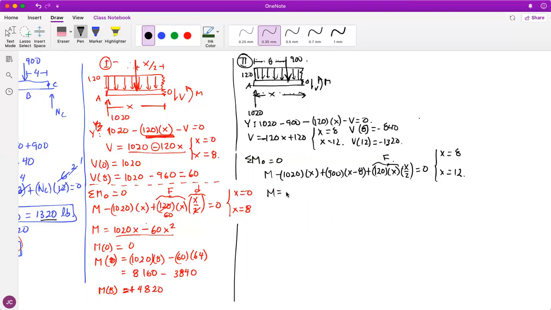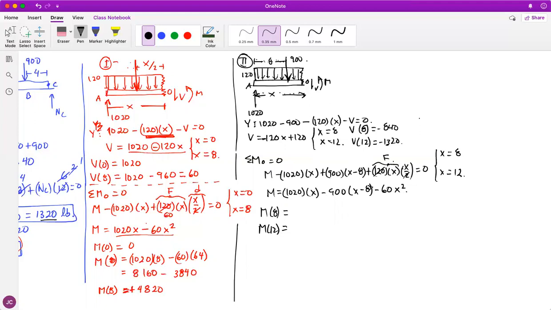So m equals plus 1020x, this minus 900, x minus 8. Good. And what about it? Well, this is a 2, it just goes out. It's a minus 60x squared, okay? Now you need to compute it when this thing is from 8 and when this thing is 12. Okay, so this is the last part. Now let's see what happens.